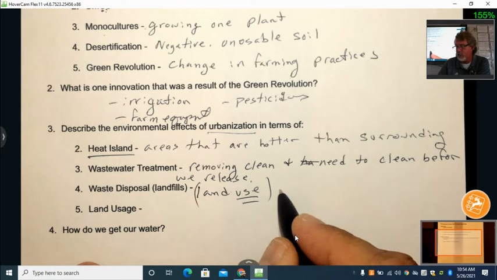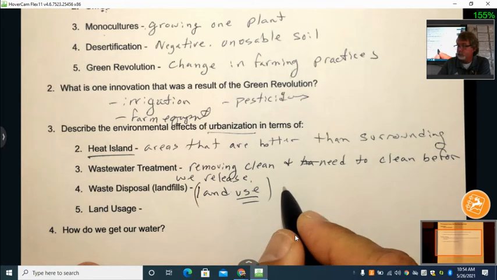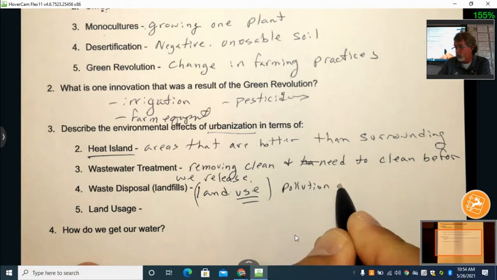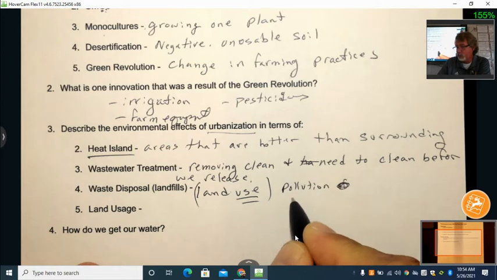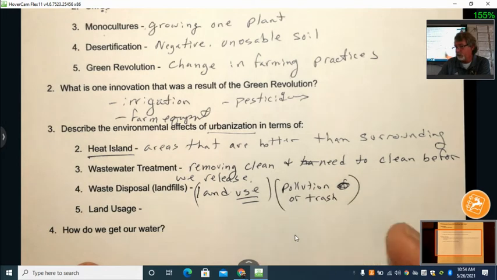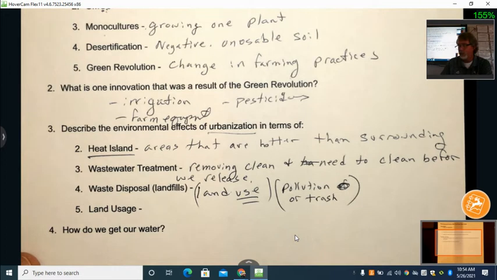Okay, just the pollution, or trash, that we have to store and take care of. Land usage. Well, when we build cities, we have less green space.